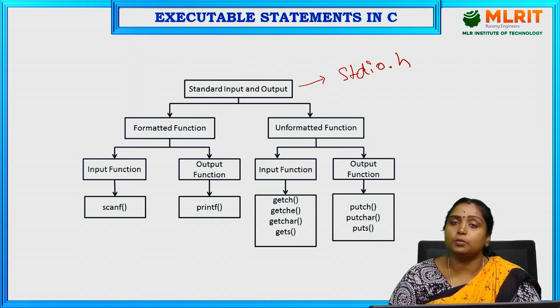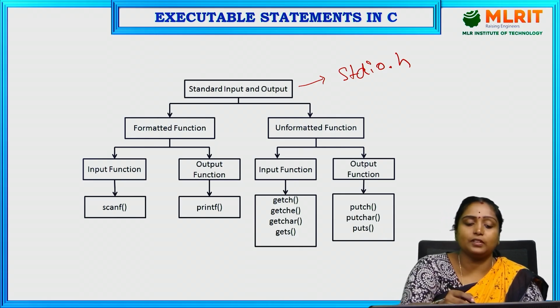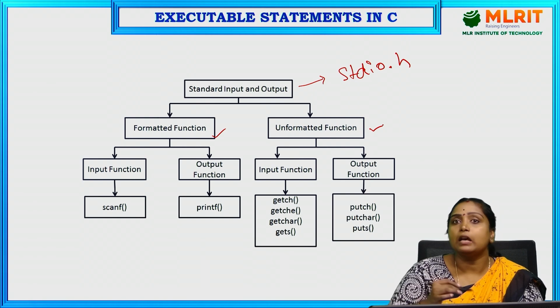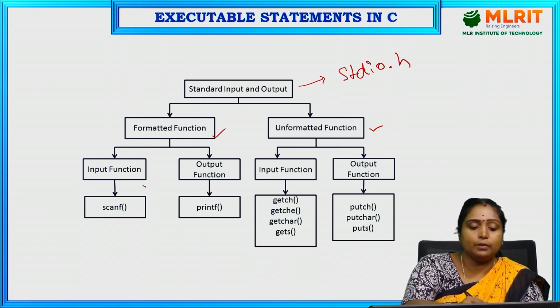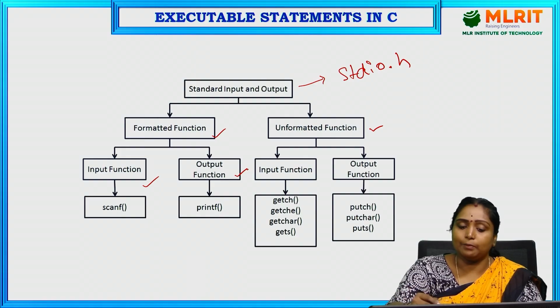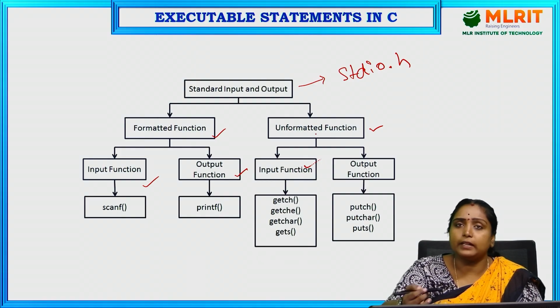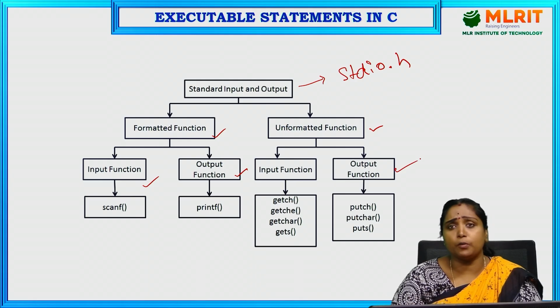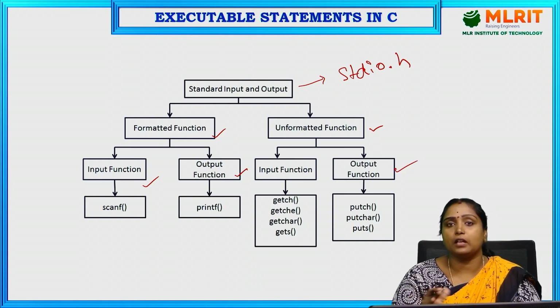What does standard input output consist of? It is divided into two kinds of functions. The first one is formatted functions and the second one is unformatted functions. In the formatted functions, you will have the input functions and output functions. Similarly, you will have the input functions as well as output functions in unformatted functions. So what comes under the input functions and what comes under the output functions?